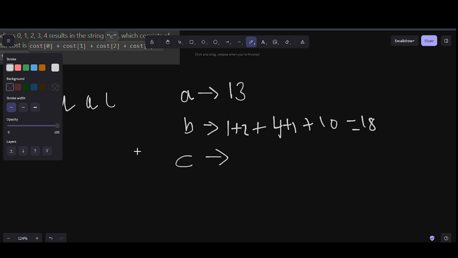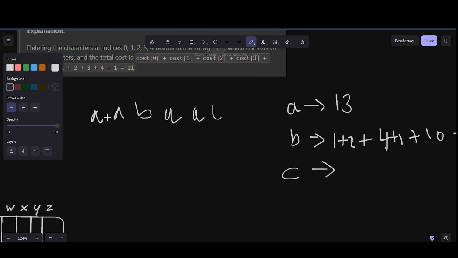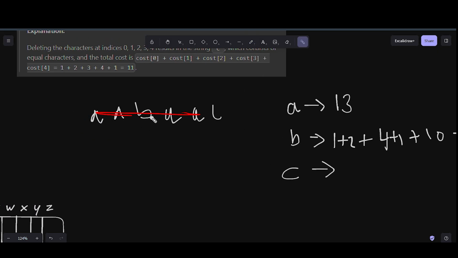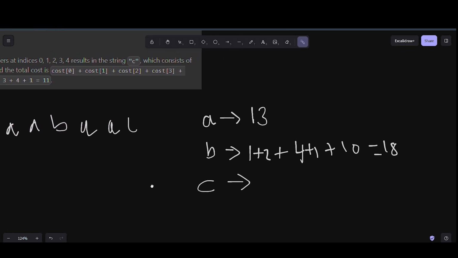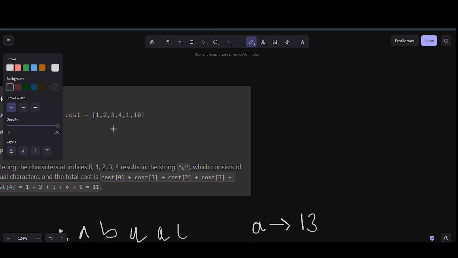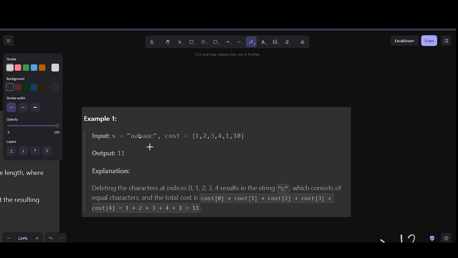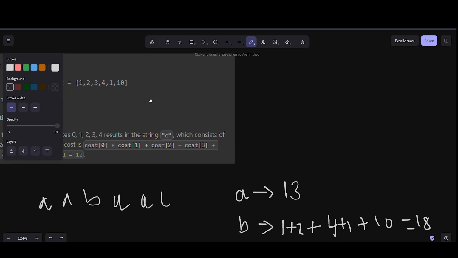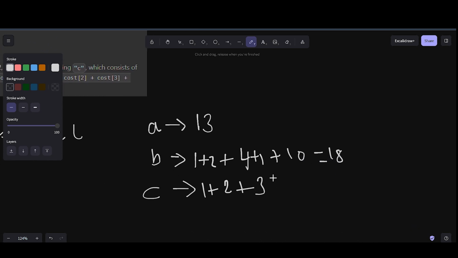For c, we have to remove all the a and b. So what are the costs? If you want to remove all the a, 1 plus 2 plus, then what's the value of b? B's value is 3, then 3 plus 4 plus 1. I hope you understand how this number comes.